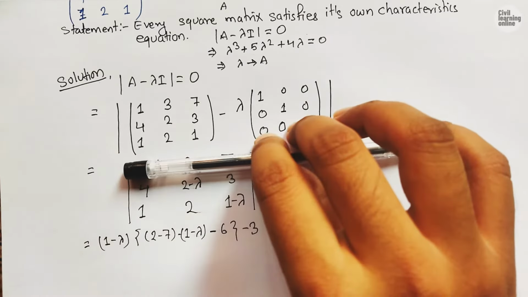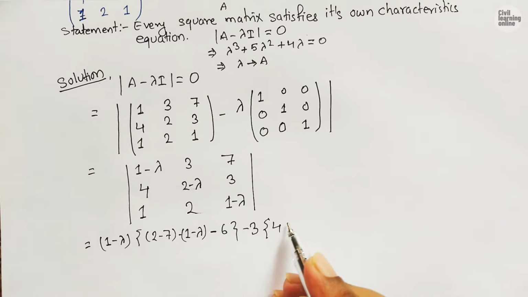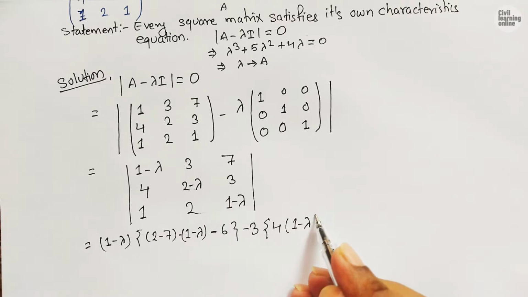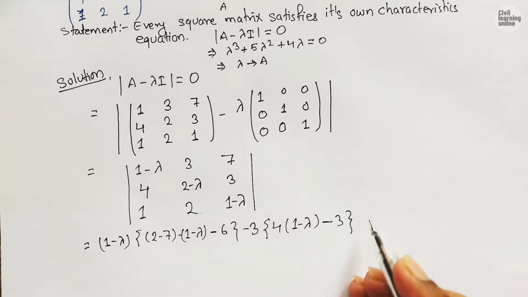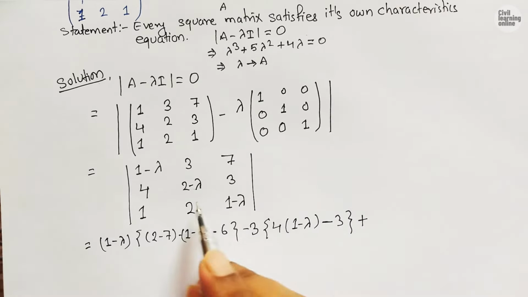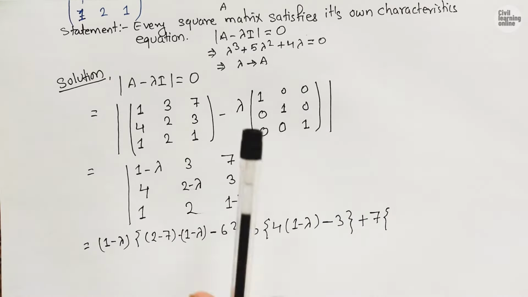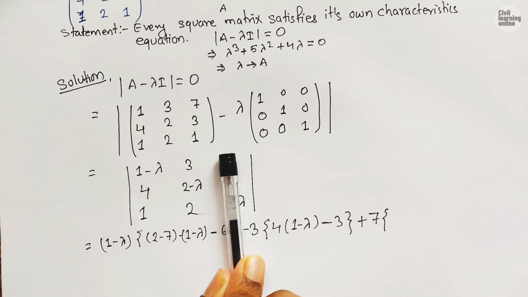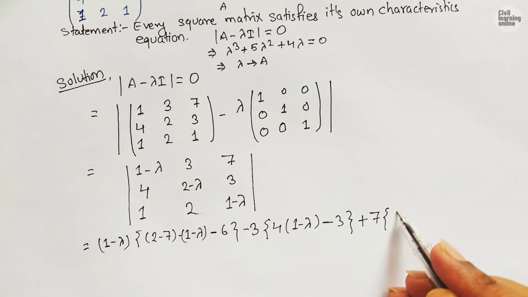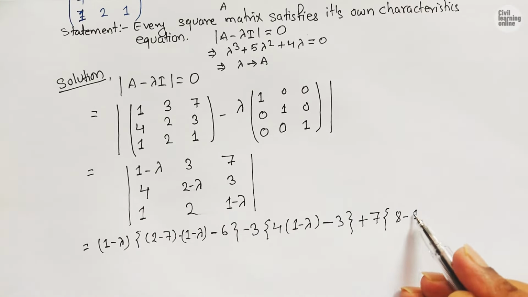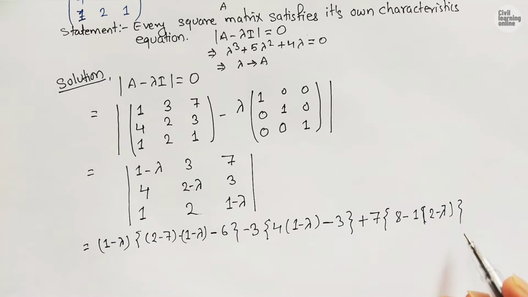So this and this is covered, and remaining we will get 4 times 1 minus lambda. So start the bracket, 4 times 1 minus lambda, and minus 1 times 3. Again close the bracket, and the sign of cofactor is positive for 7. So plus 7 times, again start the bracket and cover the row and column in which the element 7 lies. So this column and this row is covered. So we will have here 4 times 2 means 8 minus 1 times 2 minus lambda. I hope you got it.